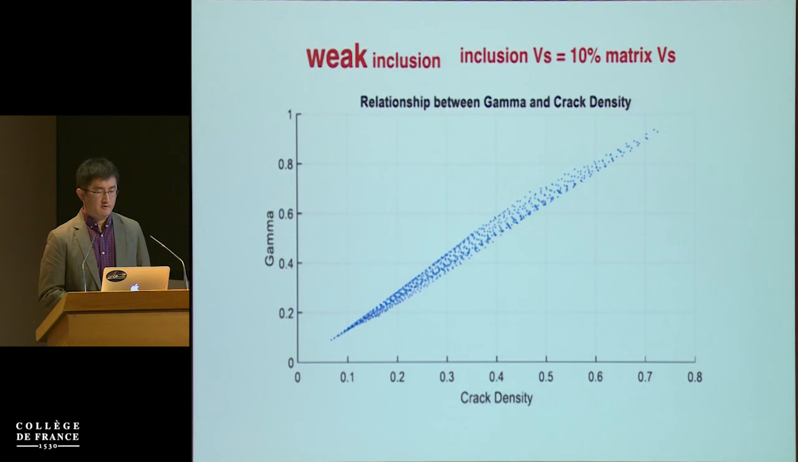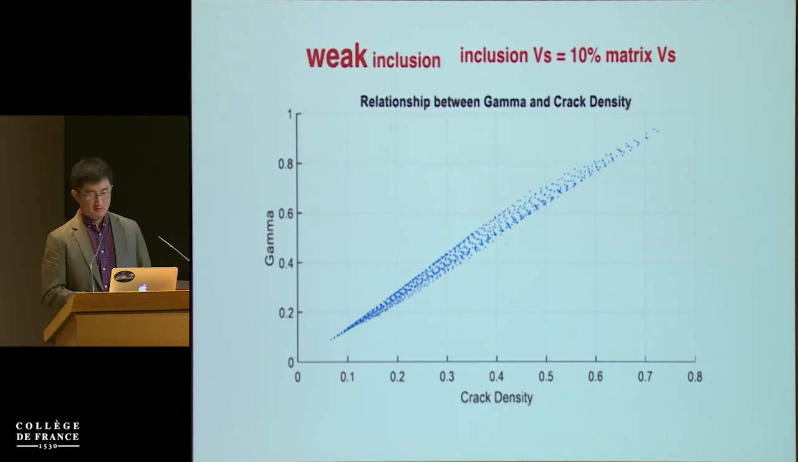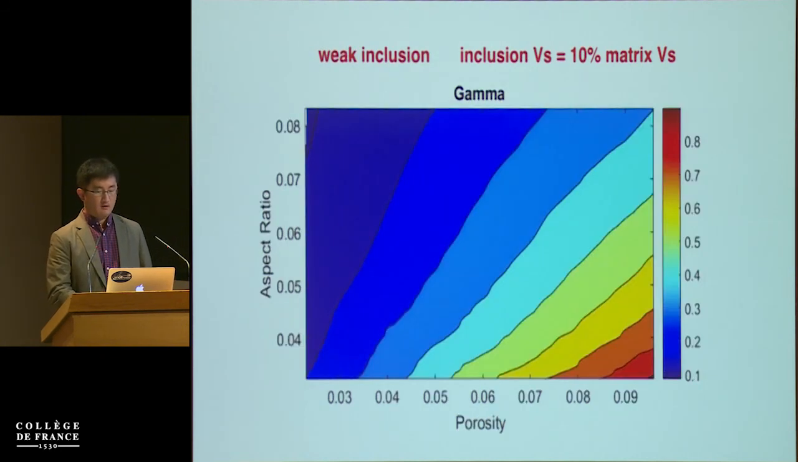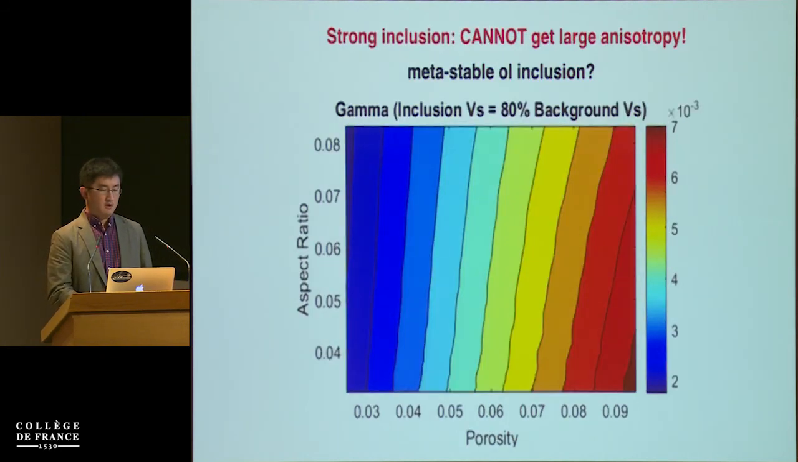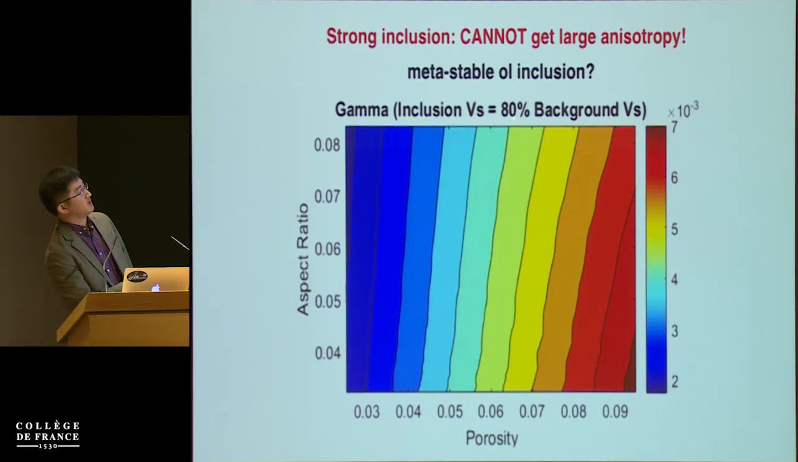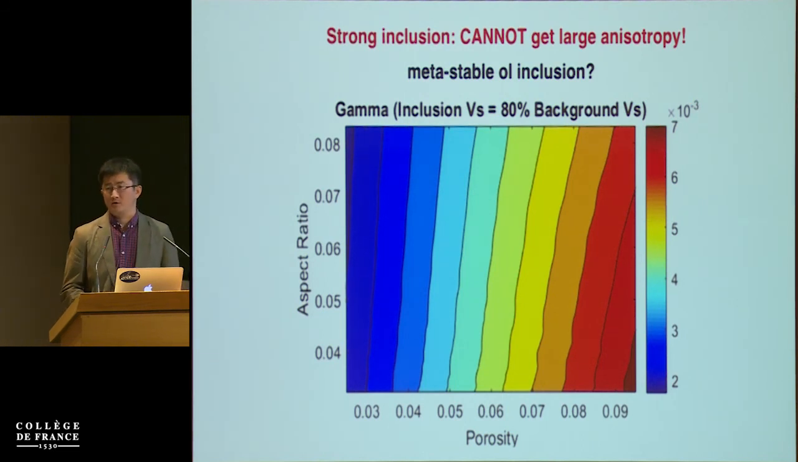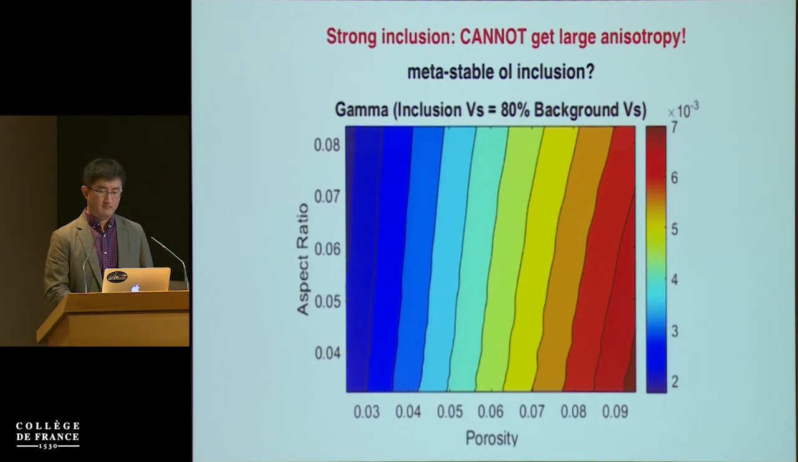This finite element modeling, again, shows the same thing. If the VS in the inclusion is only 10% of the matrix VS, we get 0.3 easily. However, if the inclusion VS is 80% of the matrix VS, the gamma is very small. We cannot get very large gamma for metastable olivine.